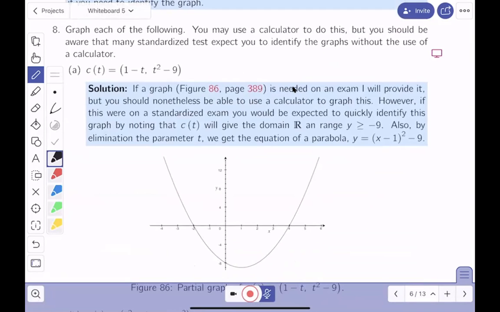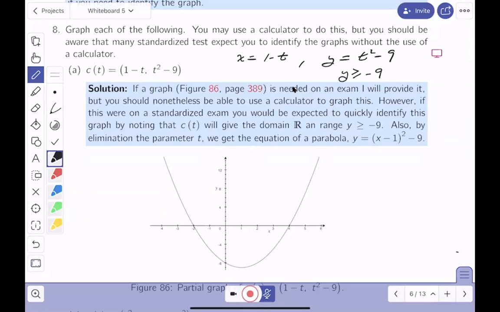Certainly some graphs are going to be easy to do, but I want to point out, typically in standardized exams, they'll give you the relationship and then they'll put a bunch of graphs down and say, which one could it be? So if I were doing this one over here, what I realize is I know what x is equal to. x is equal to 1 minus t. And I know that y is equal to t squared minus 9. So I want to claim what I do know about y. If I were looking at pictures, I know y has to be greater than or equal to minus 9.